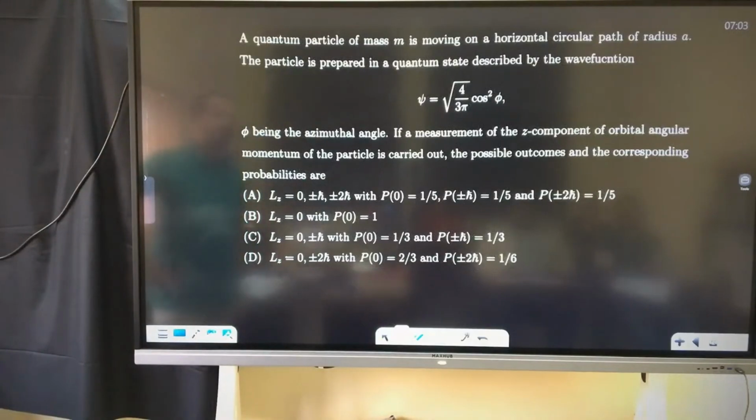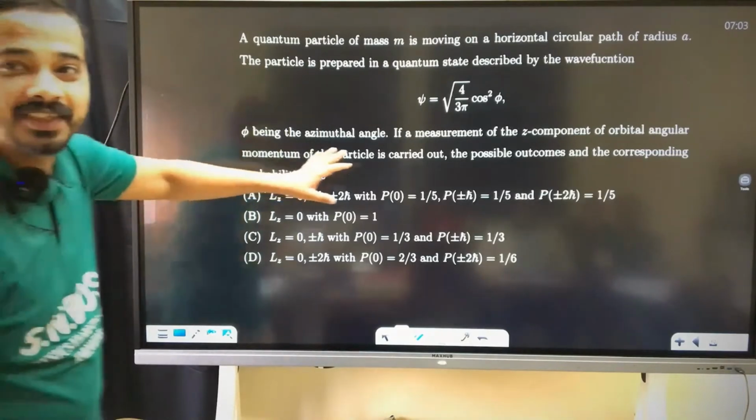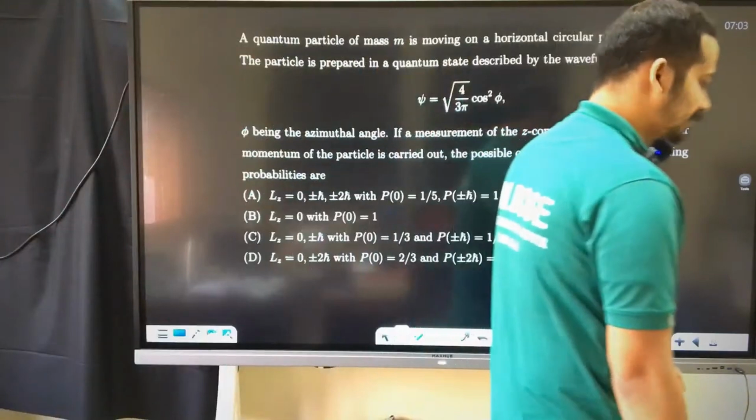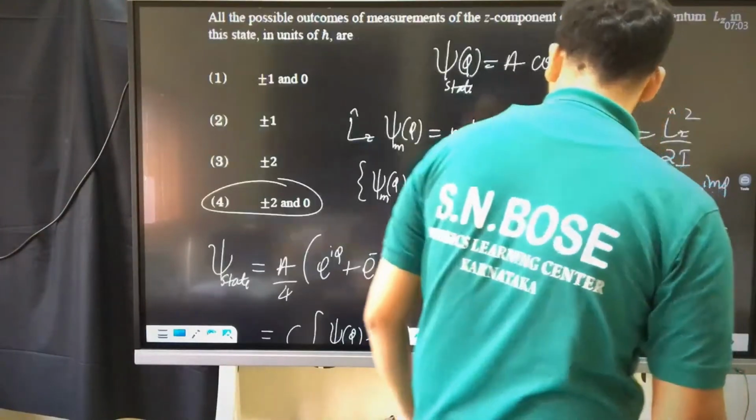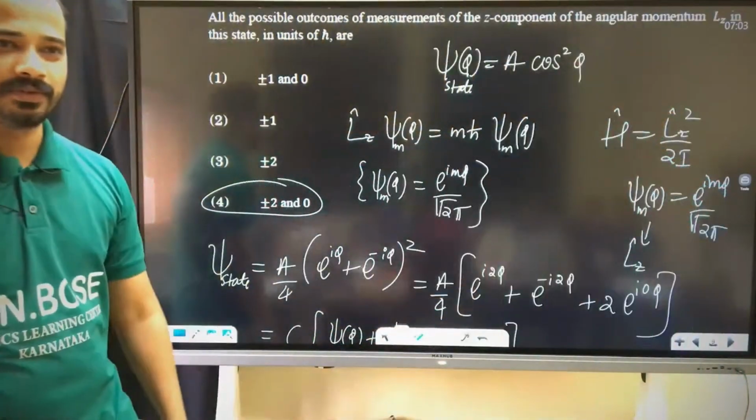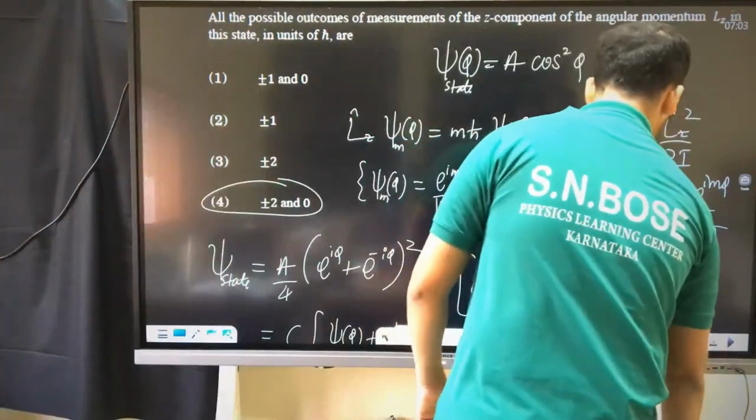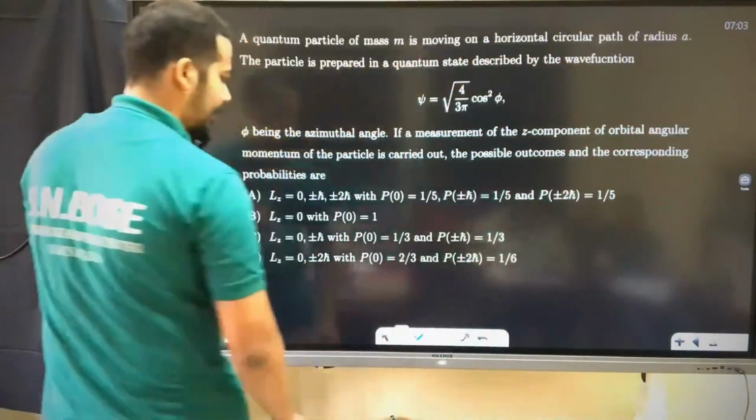A quantum particle of mass m moving in a horizontal circular path of radius, the particle is prepared in a quantum state. If a measurement of the z component of angular momentum of the particle is carried out, what are the possible outcomes and the corresponding probabilities? It is asking for probability. Now all coefficients and weightage are important, isn't it? Now, how do you do this one?